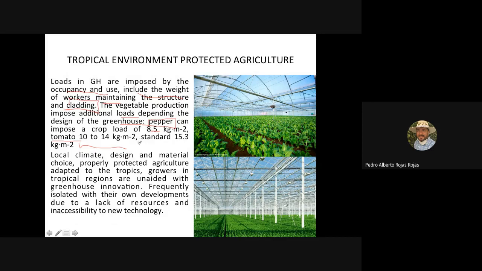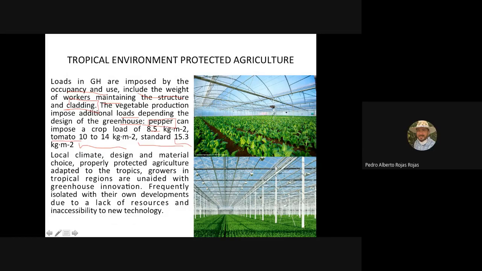So a standard resistance of the load should be 50 kilometers. So at the end, the local climate designed for this material is very different.